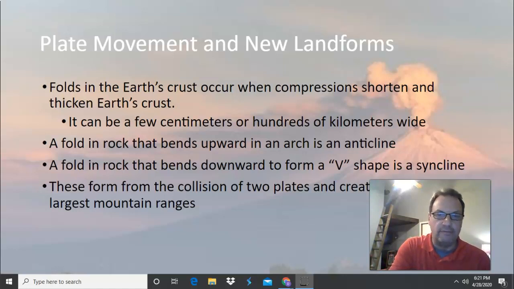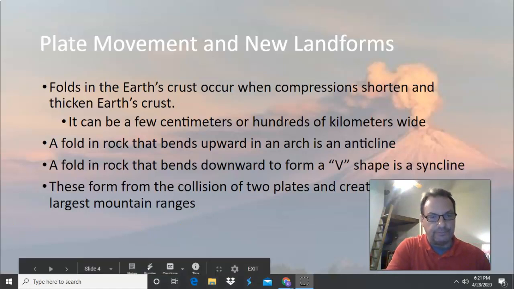These form mountains. These form from the collision of two plates and create some of the largest mountain ranges. So when you think about a really, really big mountain that's been pressed way up there, that's an anticline. Whereas you find a big bend downward and going down into a valley in the V shape, that is a syncline.